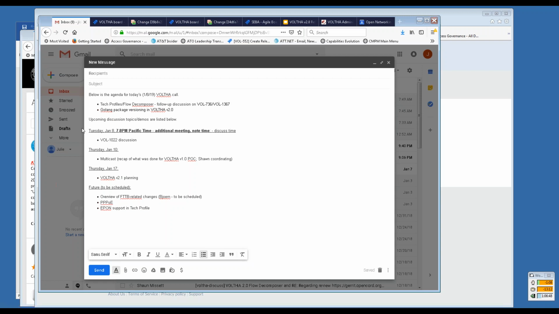If we do have some additional time, we can briefly touch on one of the email threads from today on Golang package versioning for VOLTHA 2.0. And then also we'll talk about the ideas for the follow-up discussion on 1022. So I'll save that for the end.